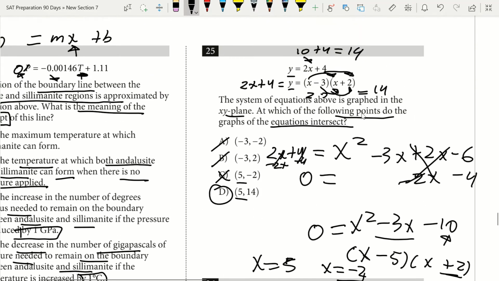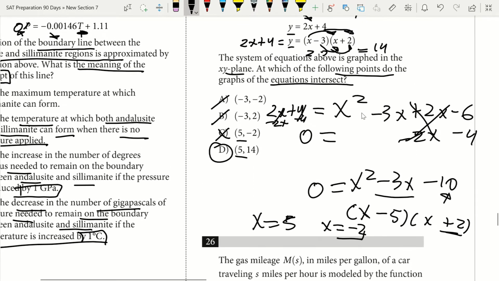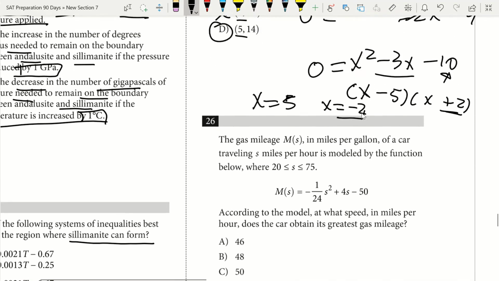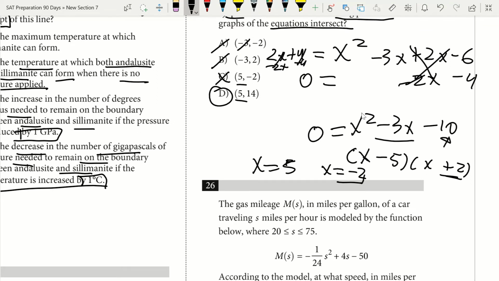So that one right there is really just algebra. Set your equations equal, and then bring all your x's to one side, set it equal to 0, factor it, find your solutions, and then pay attention to your answer choices so you don't waste time plugging in a solution that isn't there, right? The negative 2 right there, that's not an option, so we don't plug that in.